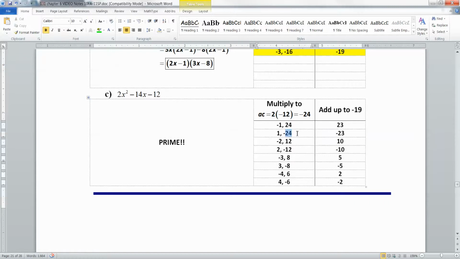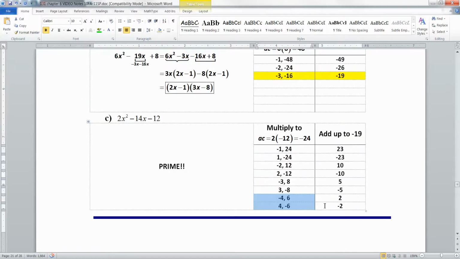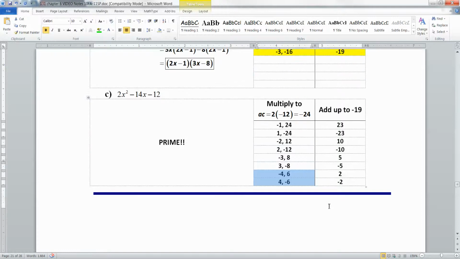So you just start with 1. 1 goes into 24 24 times. 2 goes into 24 12 times. Try both combos. 3 goes in. 4 goes in. Skip 5. Try 6, etc., etc. All right, we're done with that, and I hope that was enjoyable.